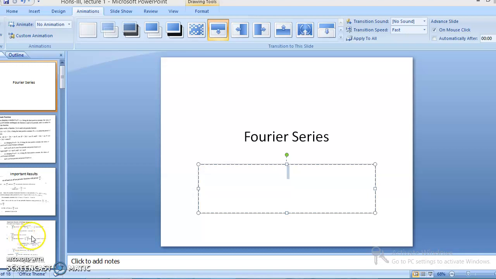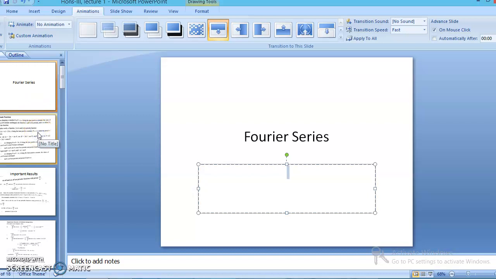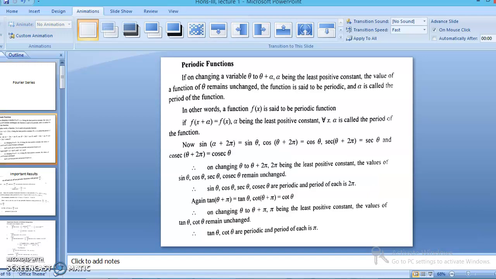Dear students, today we will discuss the topic Fourier series. In this topic, first of all, see the definition of periodic function.